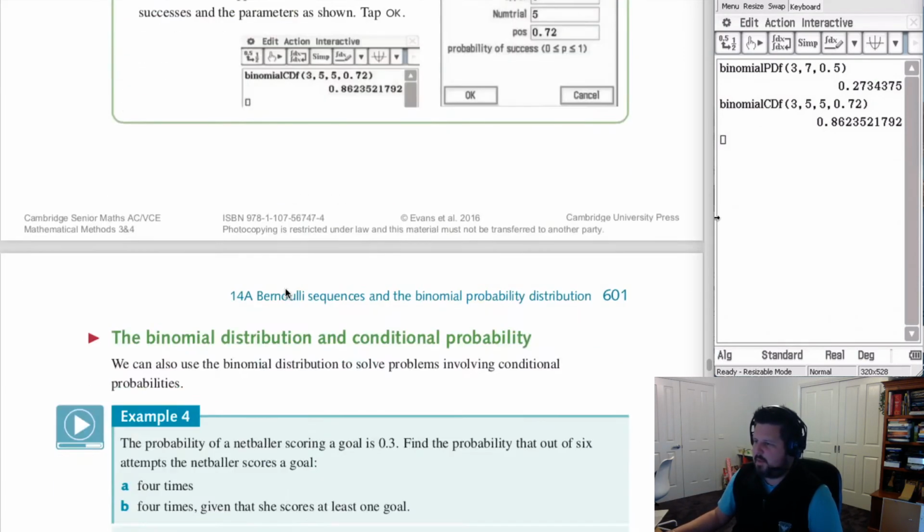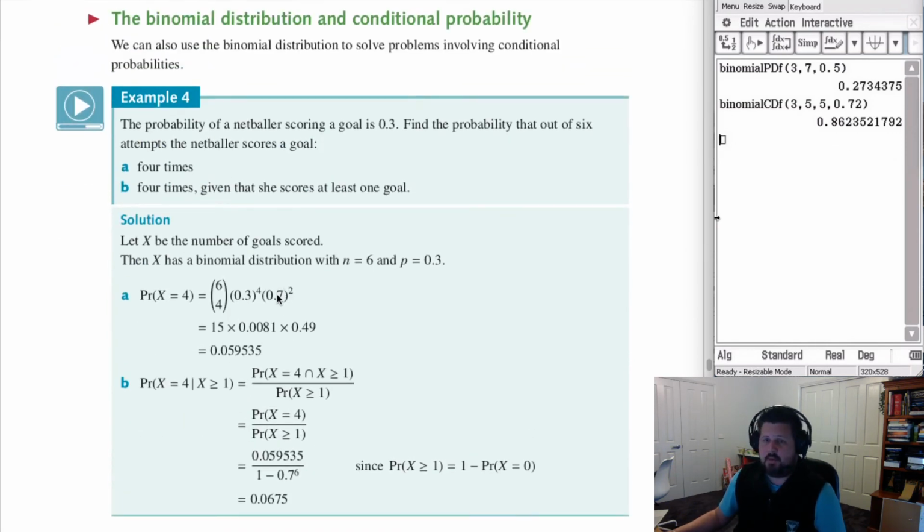Alright, the last one I want to talk about today is the binomial distribution and conditional probability. We can use the binomial distribution to solve problems involving conditional probabilities. Here's the example. The probability of a netballer scoring a goal is 0.3. Find the probability that out of 6 attempts the netballer scores a goal 4 times. Let x be the number of goals scored, and then x has a binomial distribution with n being 6, because she had 6 attempts, and the probability of success was 0.3.